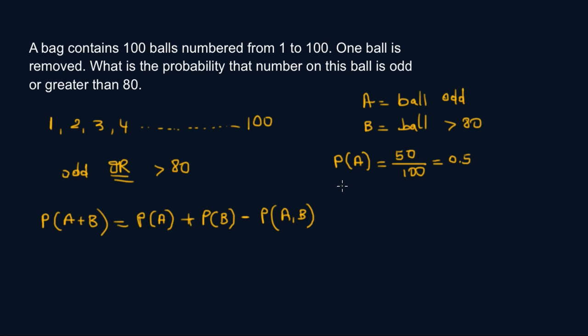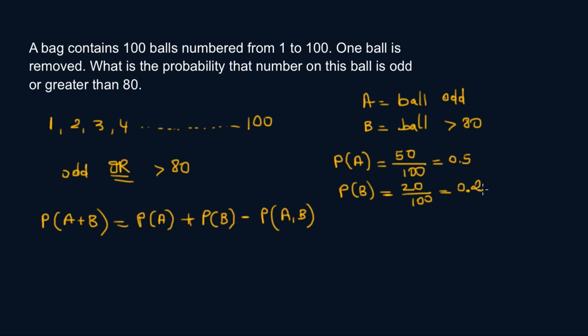Right? Now, what's the probability of the ball actually being greater than 180? How many numbers, regardless of odd or even, are greater than 180? So it's between 180 and 200, right? So that's 20 balls. So that's 20 out of 100. This is equal to 0.2.